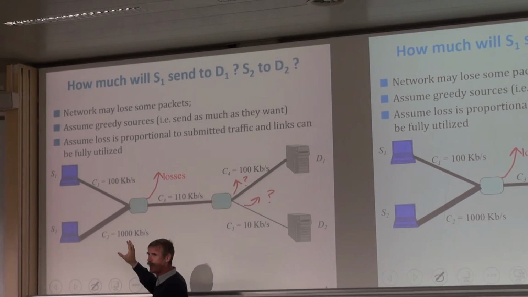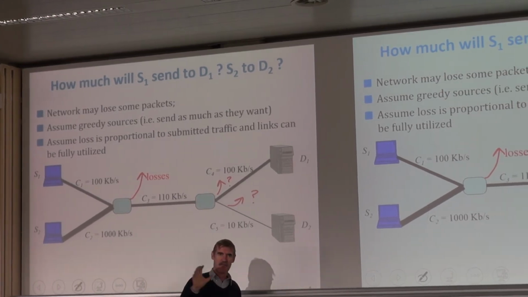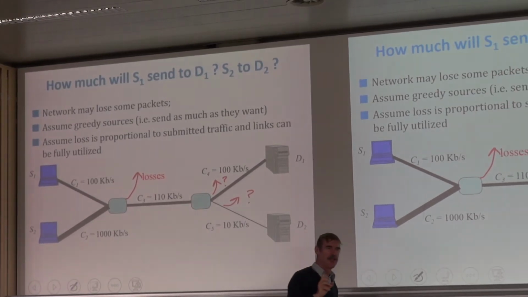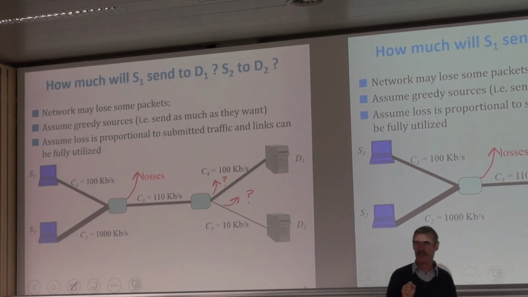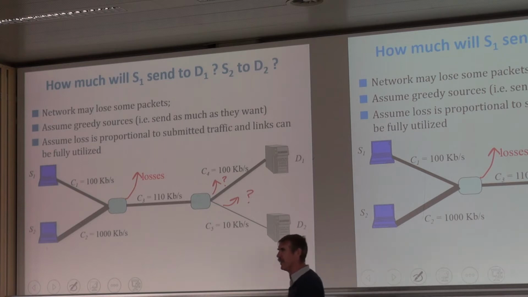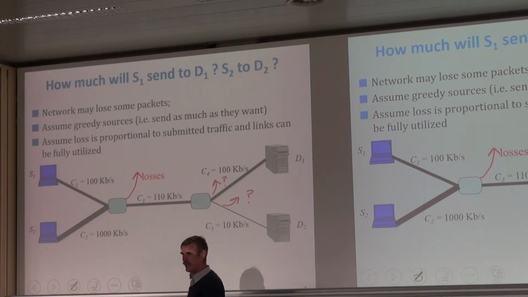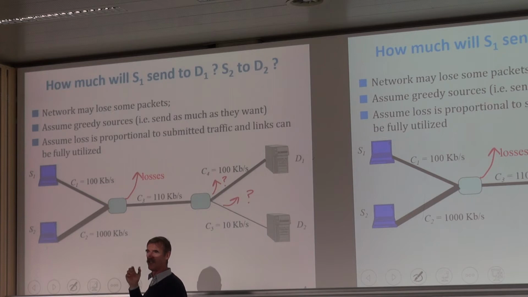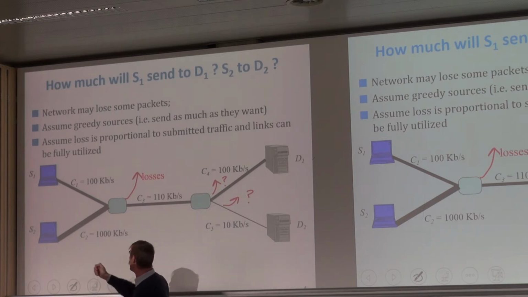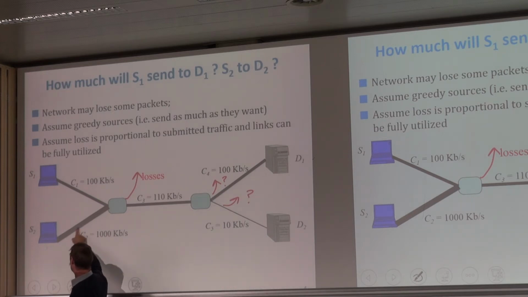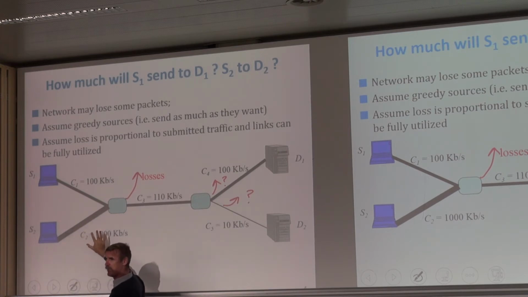And I assume we have greedy sources, sources that send at the maximum possible rate they can. This maximal rate depends on the machine. It can be limited by many factors. It may be the memory channel that is limiting it. But here I'm assuming it's the network access link. So here I assume S2 can send at 1,000 kilobit per second, 1 megabit per second, and this one at 100 kilobit per second. Of course, those are very weak numbers, but this is to make the exercise simple.